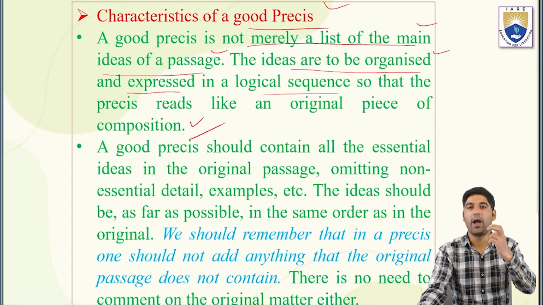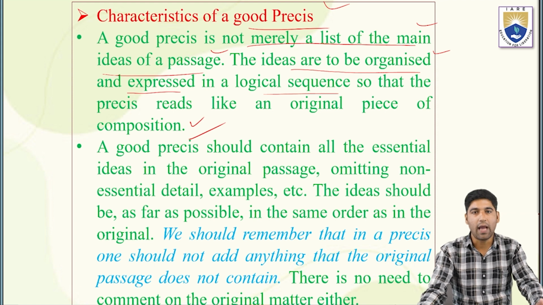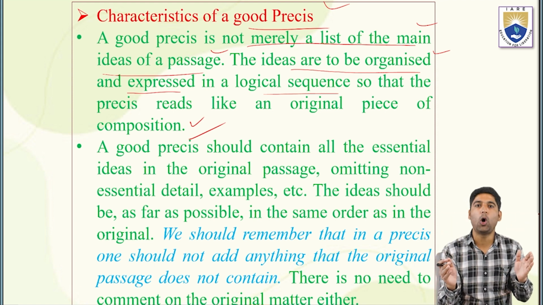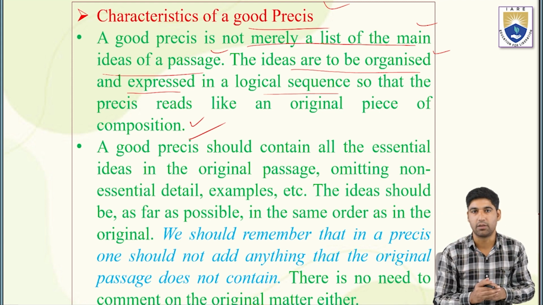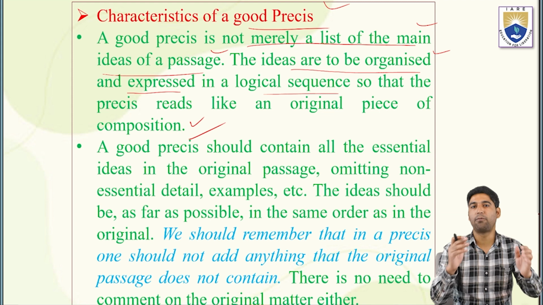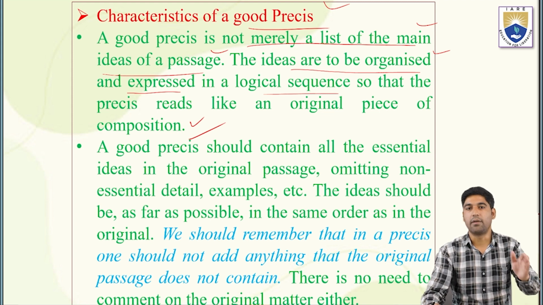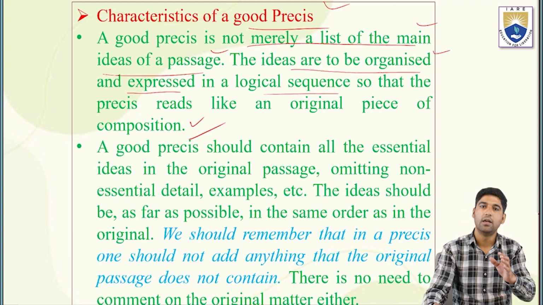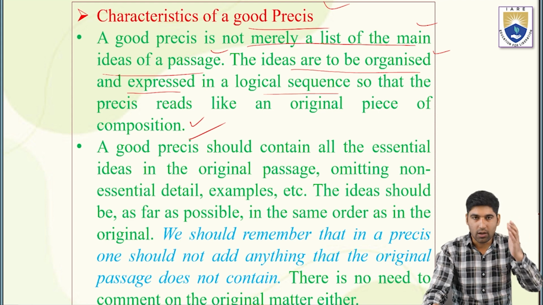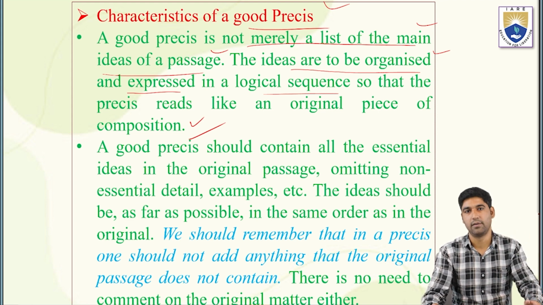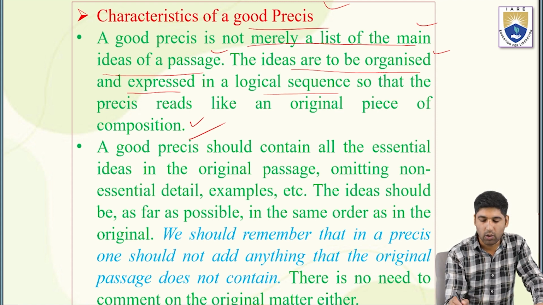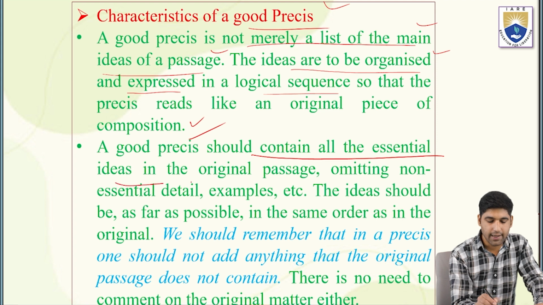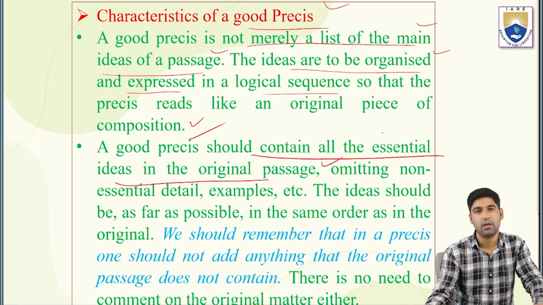It is a text where each and every idea is in sequence, in order, so that the readers of the Precis may not feel confused. They may not get less information, they may not get half of the information from the text. So the reader of a Precis is expected to get the whole idea, the whole message from the Precis. The first characteristic. Second, a good Precis should contain all the essential ideas in the original passage.